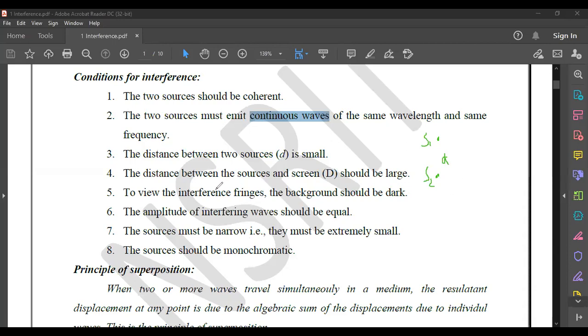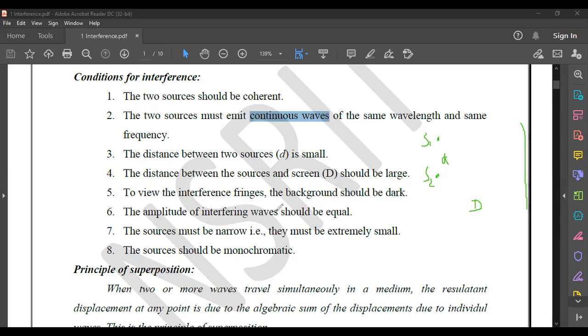And then the distance between the sources and the screen should be large. Somewhere here you may place the screen. This is called capital D, the distance from the source to the screen. This is the screen. Of course, to see the interference fringes, the background should be dark. This is a laboratory requirement, not a requirement for producing interference.